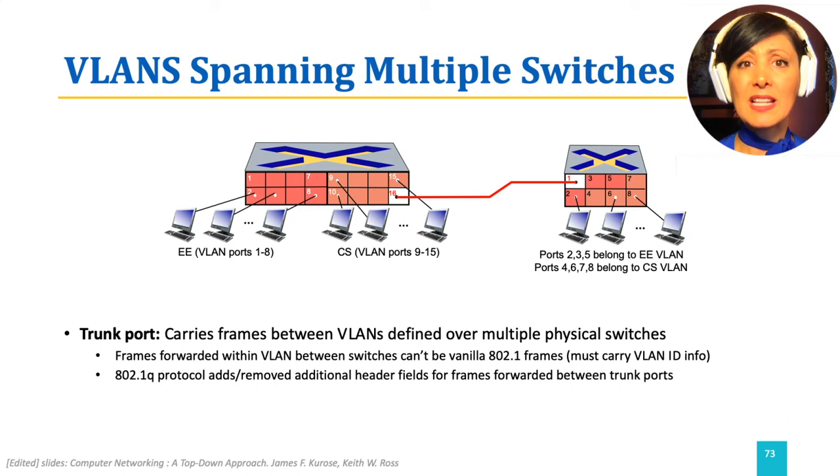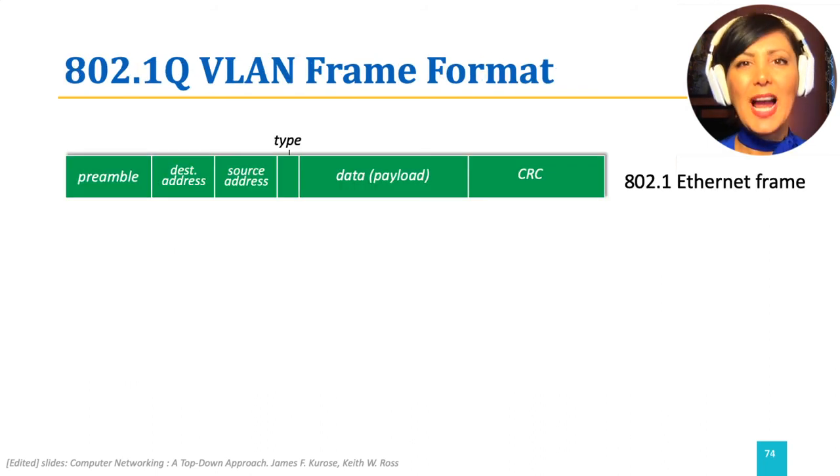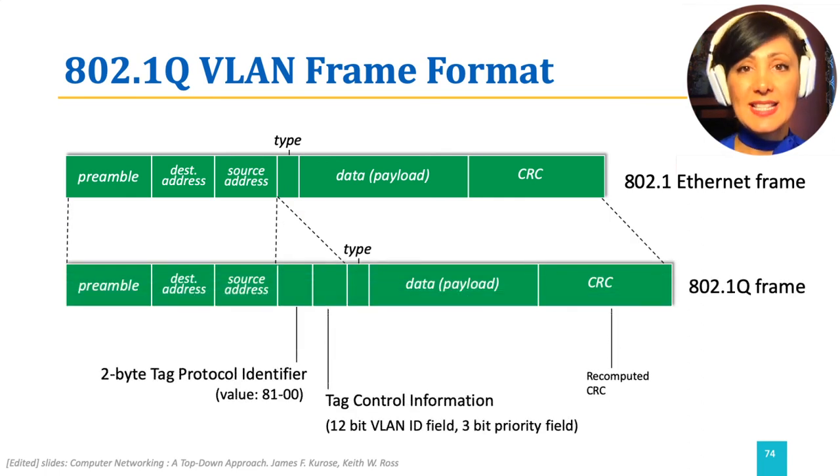When sending packets from our first switch to the second switch, we tag our frames with the VLAN ID. So when a frame arrives at the second switch, the switch knows to which group of ports it belongs. How do we use that VLAN ID? Remember the Ethernet frame we previously discussed? The 802.1Q standard extends the Ethernet frame structure to include a 2-byte tag protocol identifier and a 2-byte tag control information that includes a 12-bit VLAN ID.